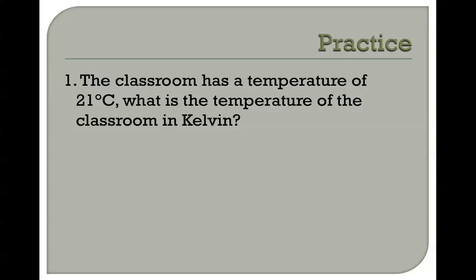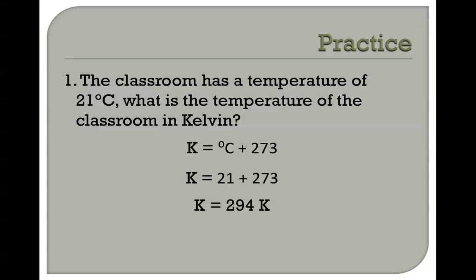Alright, so here's some practice. Pause the video, try them out. You should have set this up using the formula on the back of your reference table, plugging in 23 where the degrees Celsius was, and determining that 23 degrees Celsius is equal to 294 Kelvin.